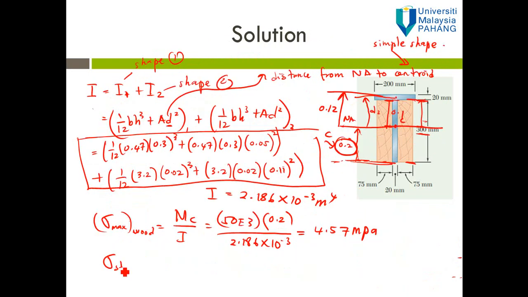And then question 2 is sigma steel at the top surface. So sigma steel is equal to MC over I, but you have to multiply by N, because we transformed steel into wood. So N equal to 16, and M equal to 50 exponent 3. What is the C?